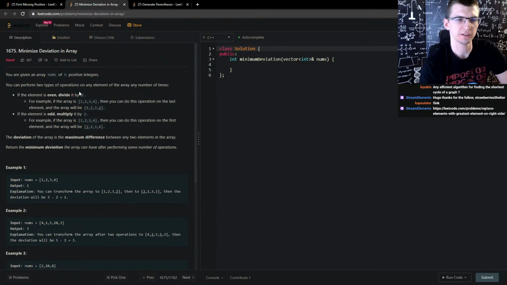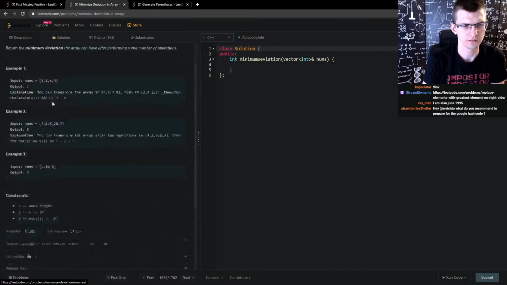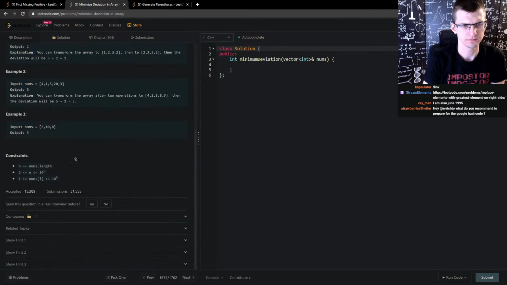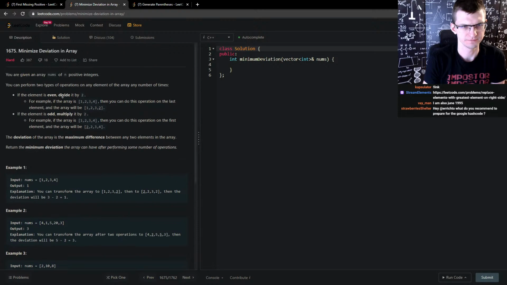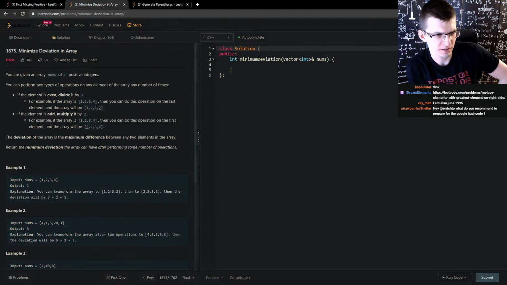If element is even, divide by 2. Odd, multiply by 2. Yeah, I did this problem during a stream. Why isn't it solved? Maybe I didn't solve it in Leetcode? Chat, help me.